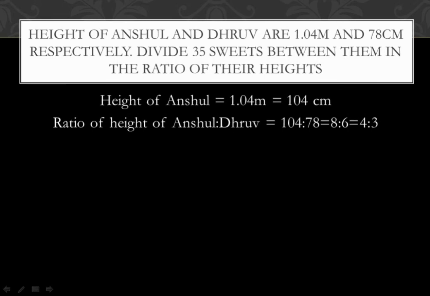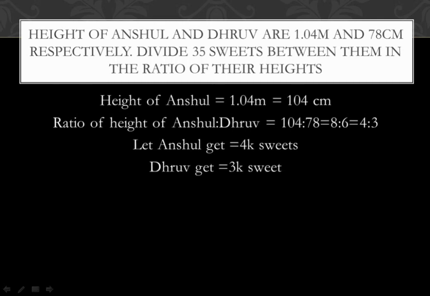Now Anshul's share is 4. So I can take Anshul gets 4k sweets and Dhruv will get 3k sweets. Now total sweets are 35. So I can write 4k plus 3k is equal to 7k, that is equal to 35. So from here k will be equal to 35 divided by 7, that is 5.